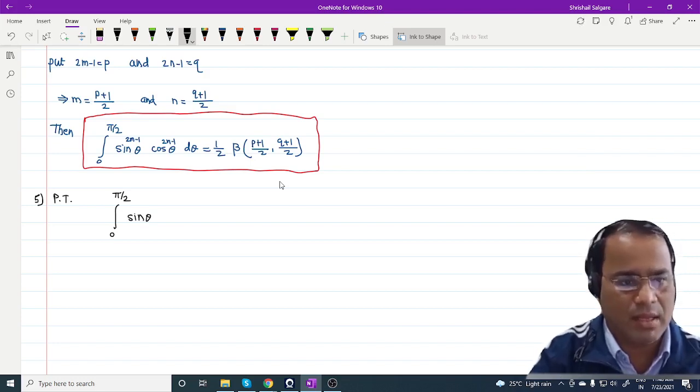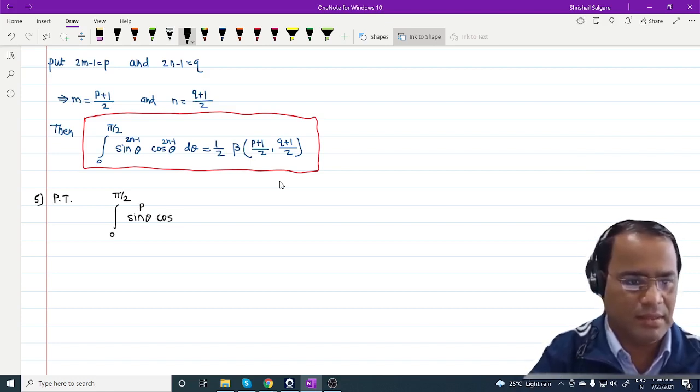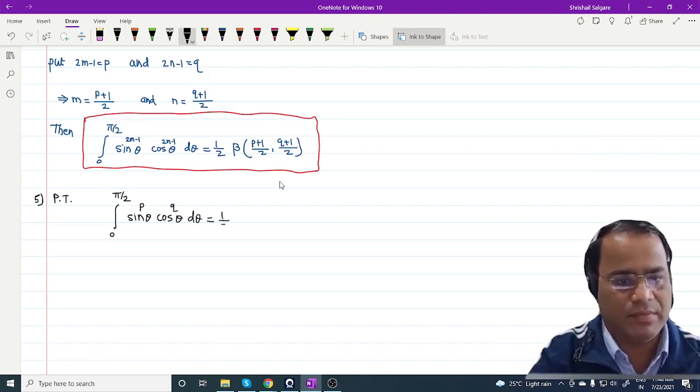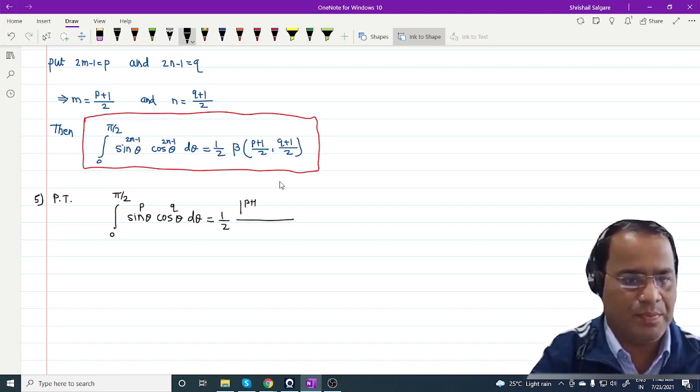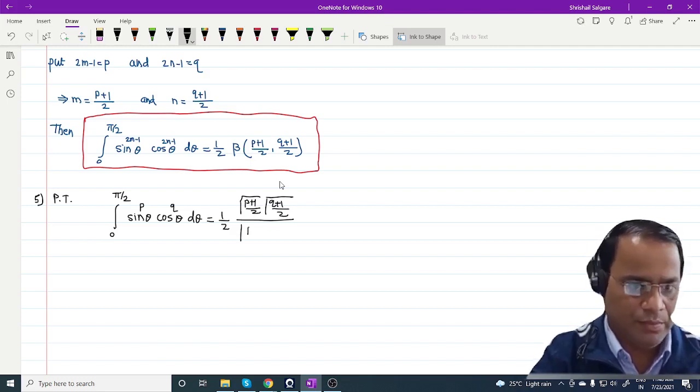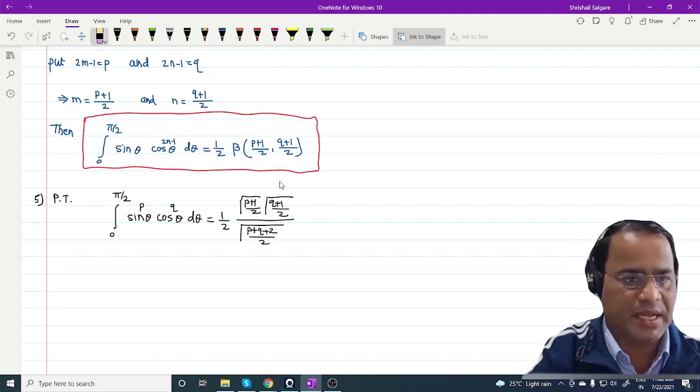Something I have written wrong in the earlier case. Cos theta raised to q d theta. Can anyone identify what I have written wrong? It is 1 by 2 into gamma of p plus 1 divided by 2 gamma of q plus 1 divided by 2, the whole divided by gamma of p plus q plus 2 divided by 2. Simply here I am using the relation between beta and gamma function. Here I have to write raised to p and raised to q.